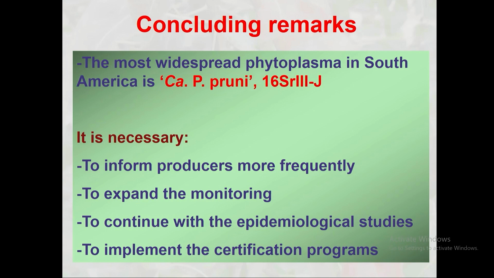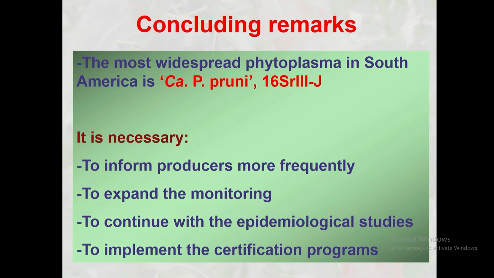Maybe this is the insect that moves Candidatus Phytoplasma pyri in the orchards in Chilean fields. Concluding my speech, the most widespread phytoplasma in South America is Candidatus Phytoplasma pruni, especially group 3, subgroup J, maybe that is the situation at the moment. But I think it is necessary to inform producers more frequently. It is important to stay closer to the industry to show the situation. I think 99.99% do not know the phytoplasma and the damage that it causes.